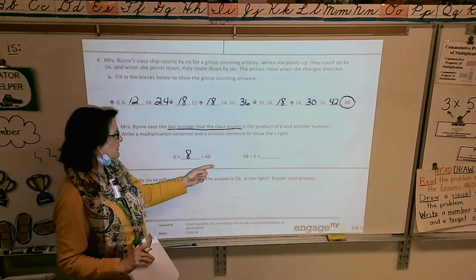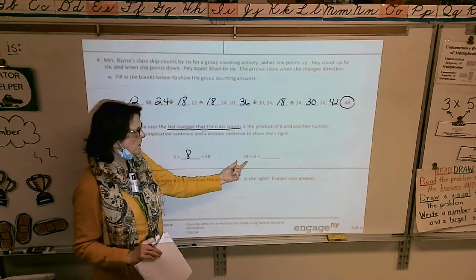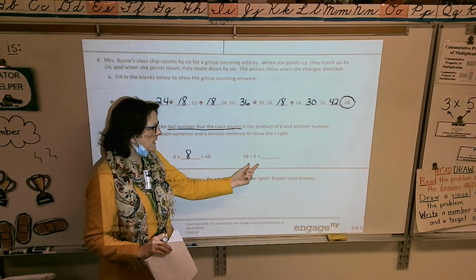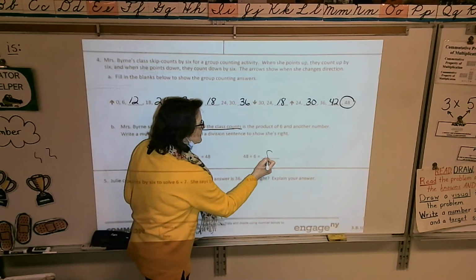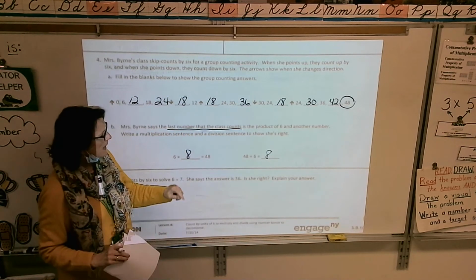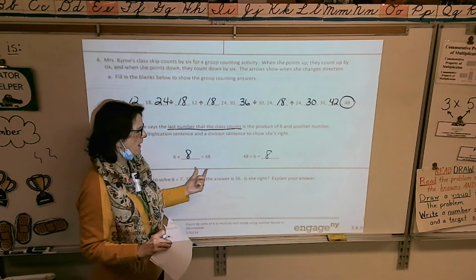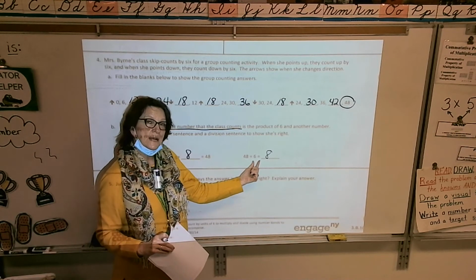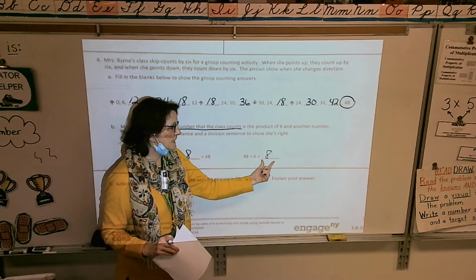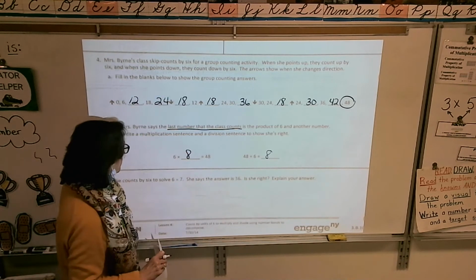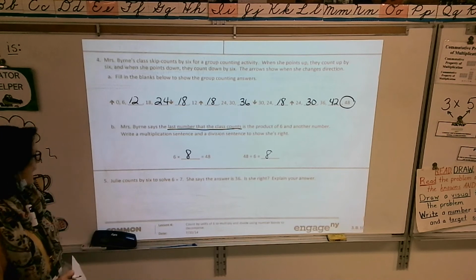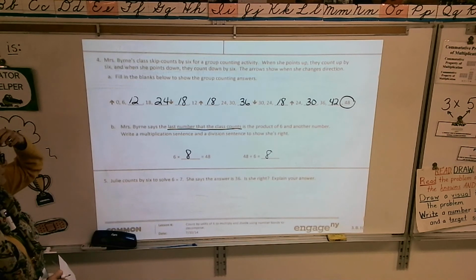Remember the related division sentence. We start with the total when we do division. 48 divided by 6 equals 8. If you didn't have this multiplication sentence right next to it, so you would know the 3 numbers in the related fact, you can still skip count by 6 until you get to 48 to get that answer as well.